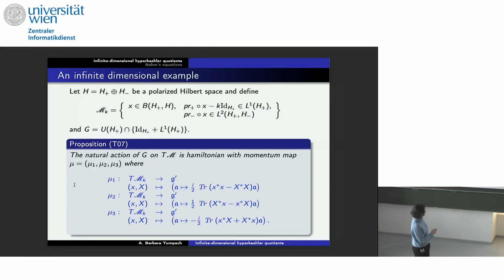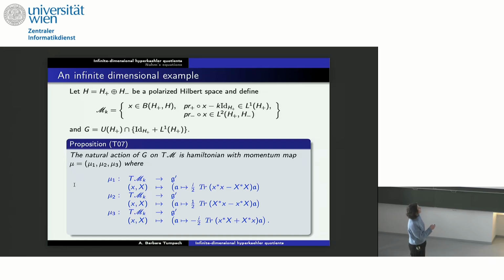So let me give an example of this construction in this infinite dimensional setting. You start with a decomposition of your preferred Hilbert space, let's say separable, infinite dimensional, into two different pieces, H plus and H minus. Both are closed and let's say infinite dimensional. You can do it also for finite dimensional subspaces. And you look at an affine space, so there is a translation by K times the identity on the first space. And then you ask that the orthogonal projection on H plus of the element that you take is a bounded map from H plus to H. So this first projection should be L1, so it differs from K times identity by a trace class operator. And the second one is L2.